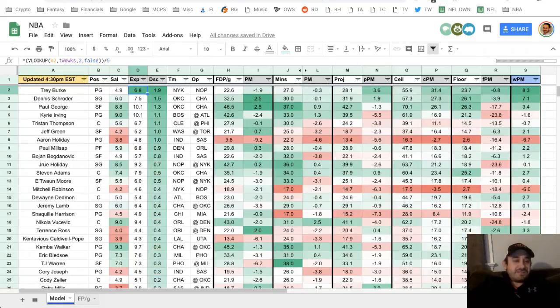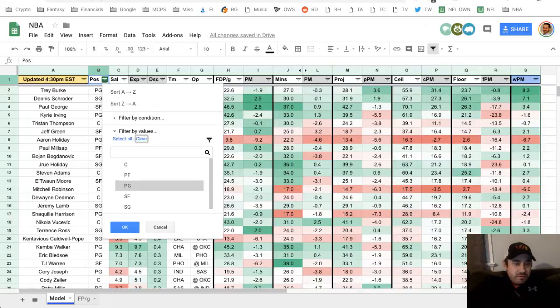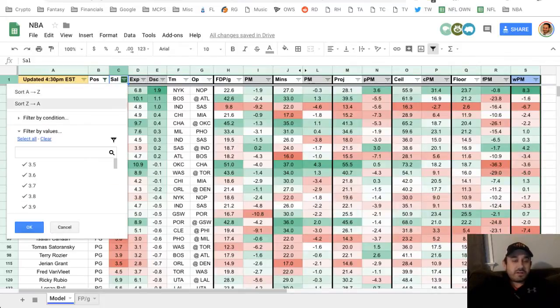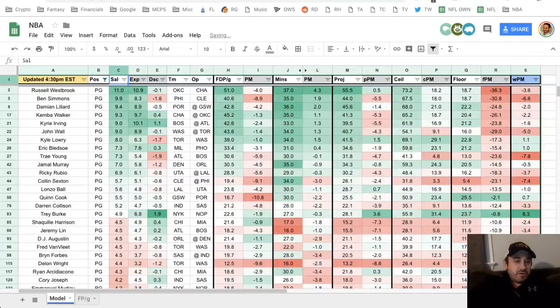But that's just crazy, that he's playing like a $6,800 player and he's 4,900. If we filter out all the other positions but point guard, sort by actual salary, and look at who is an actual $6,800 point guard. So Ricky Rubio is 6,900, and he is playing like a $6,100 point guard right now, recently. And Trey Burke is 4,900 and he's playing like a $6,800 point guard.